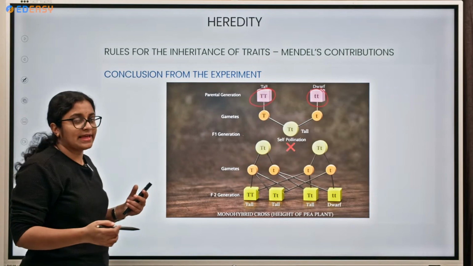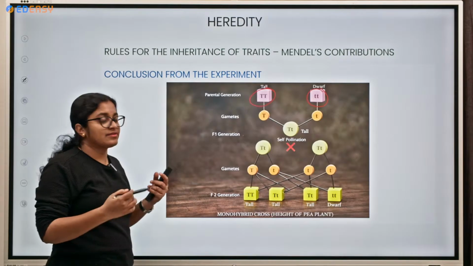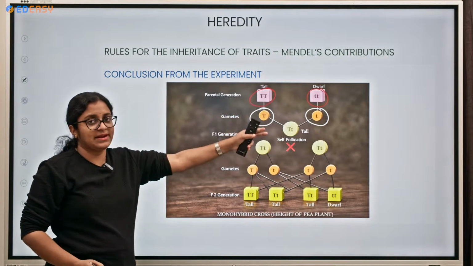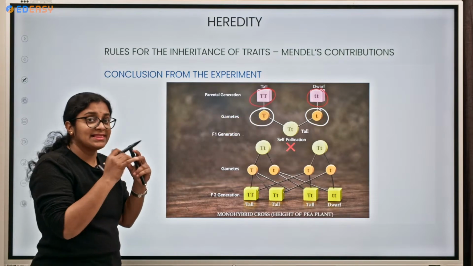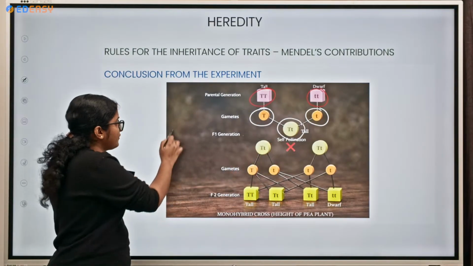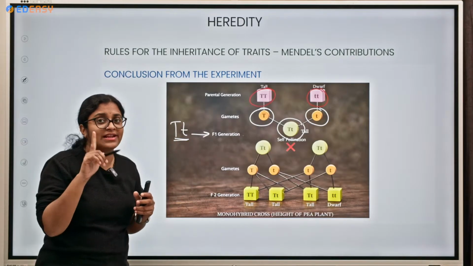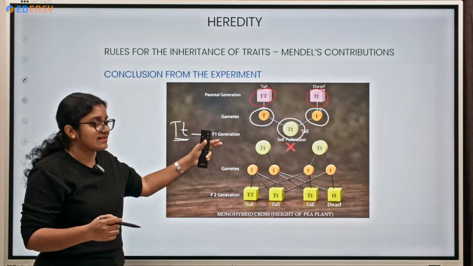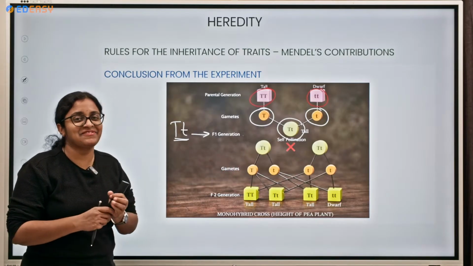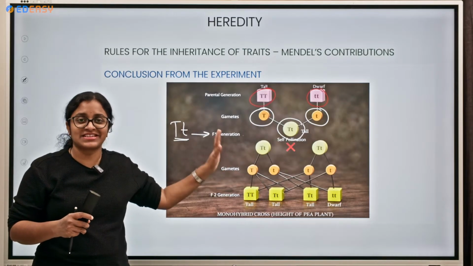During the formation of gametes, of course, we can see the reduction of the number to half. So this will be the gamete from the tall plant, capital T, from the short plant, small t. They are combining and giving plants which have the characteristics of capital T small t, and we call it the F1 generation, the first filial generation. Now the first filial generation is subjected to self-pollination, not cross-pollination. Again, if we go for cross-pollination, many combinations are going to occur. We get confused about our experiment itself.